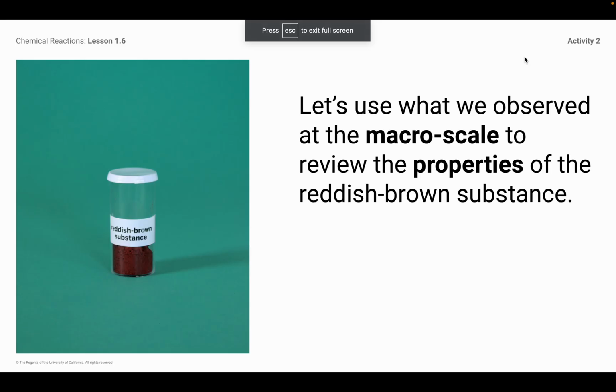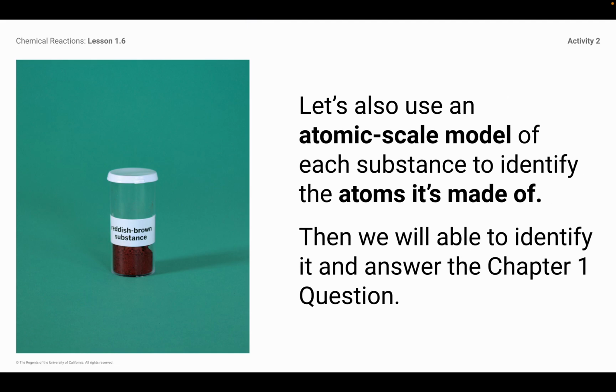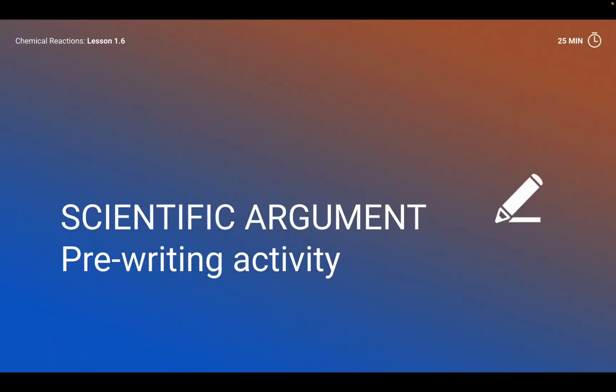Now that we know that they have different properties, let's think about why they have different properties. So we're going to use an atomic scale model of each substance to identify the atoms that it's made of. And then we're going to be able to identify it and answer the question for chapter 1, which is, what is the reddish-brown substance in the water?